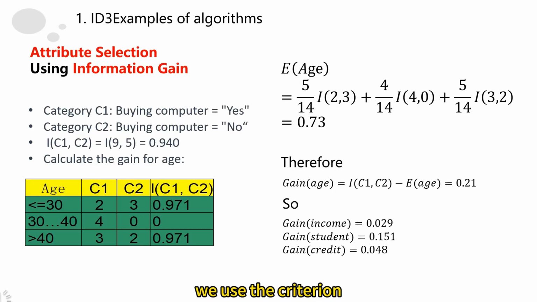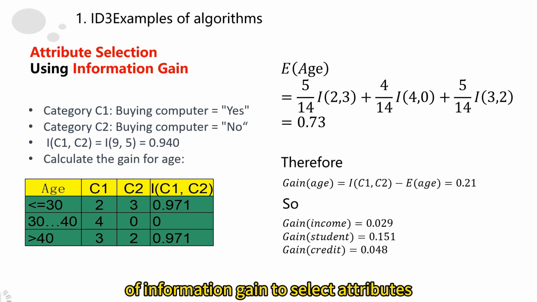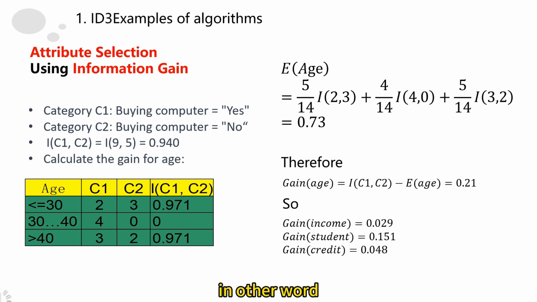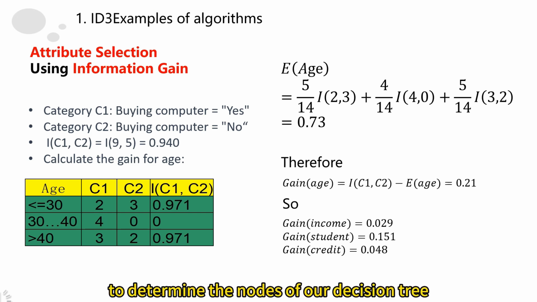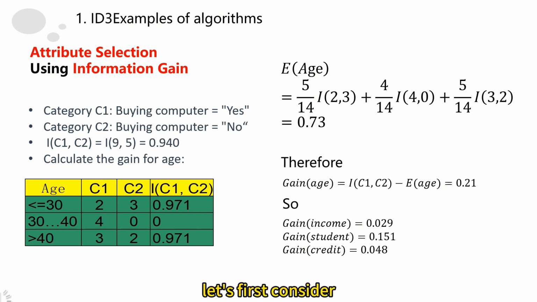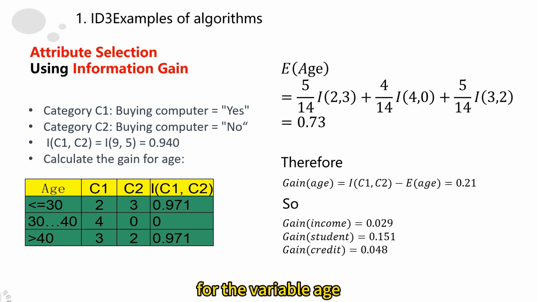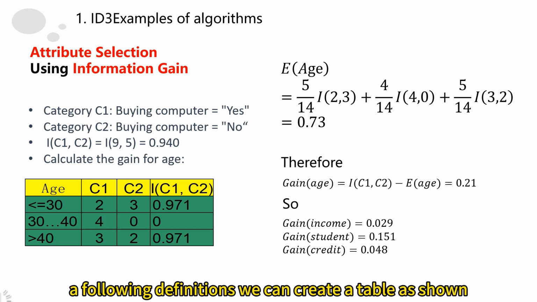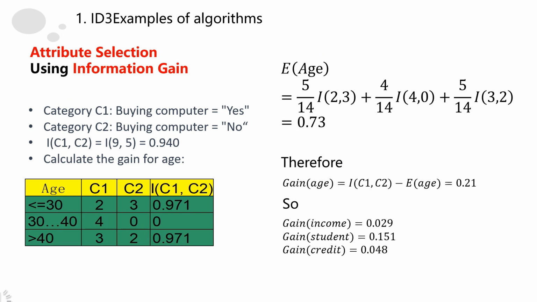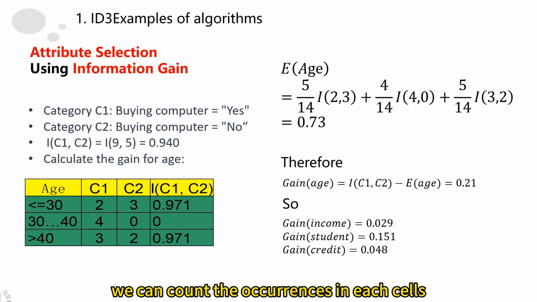We use the criterion of information gain to select attributes. In other words, to determine the nodes of our decision tree. Let's first consider how to calculate the information gain for the variable age. Following the definitions, we can create a table as shown, where the rows and columns represent the values of the labels and the features, respectively. We can count the occurrences in each cell.